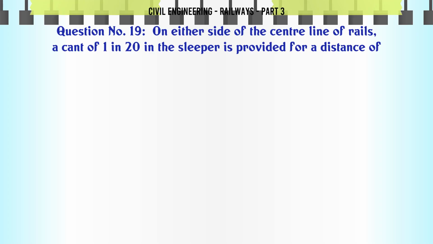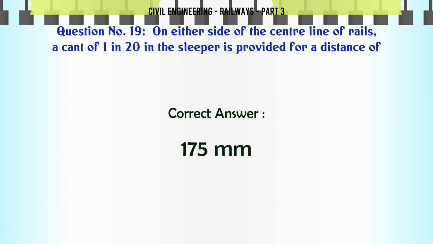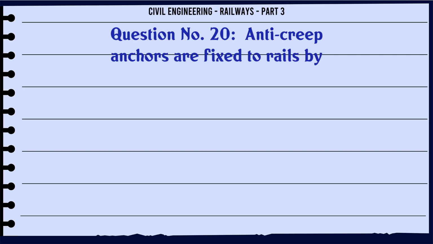On either side of the center line of rails a cant of 1 in 20 in the sleeper is provided for a distance of A, 150 mm, B, 165 mm, C, 175 mm, D, 185 mm. The correct answer is 175 mm.